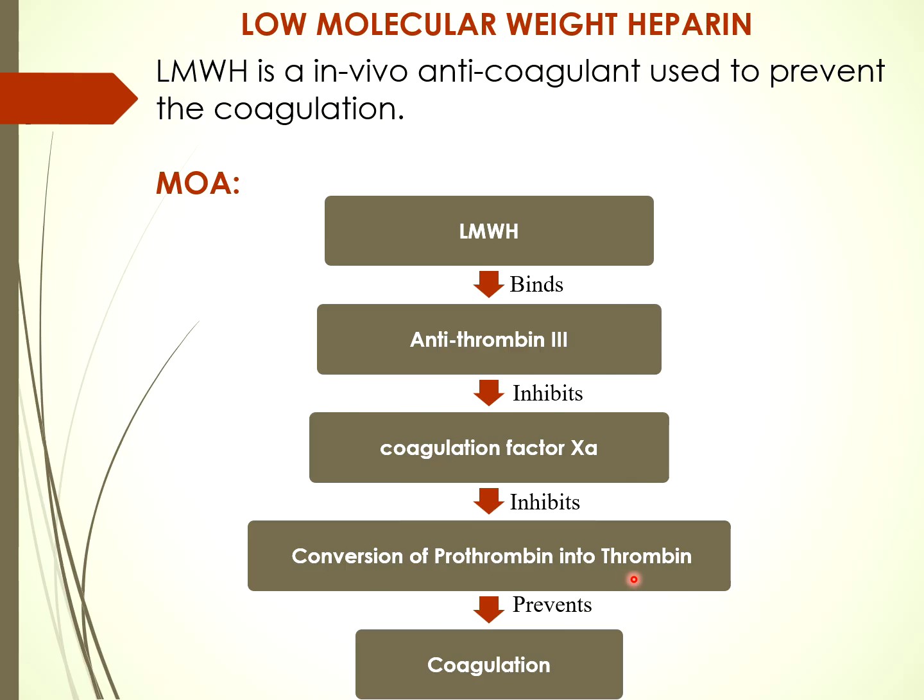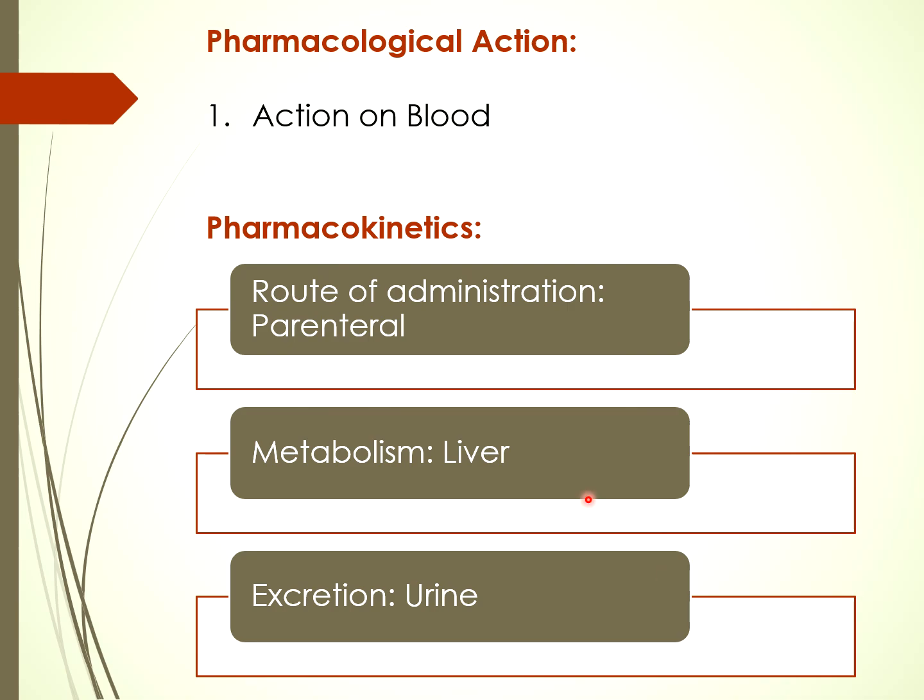Fibrin is nothing but the formation of a thread-like structure in a clot formation. The formation of this thread-like structure is the final step of clot formation. So due to inhibition of conversion of prothrombin into thrombin, there is no formation of fibrin, so that it prevents the coagulation. Let me discuss the pharmacological action.